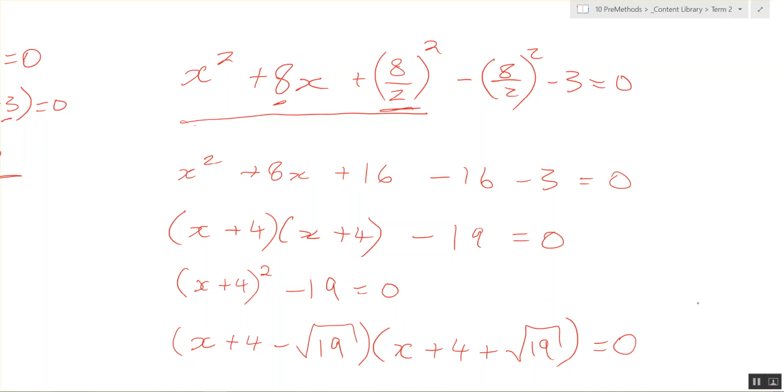So all you have to do is we want to bring this number into the brackets. To do that, we just put a square root on the front, make one of them minus and one of them plus. Okay? Are there any questions?